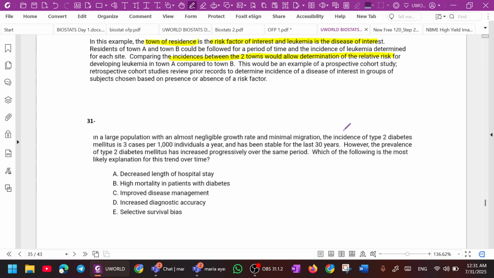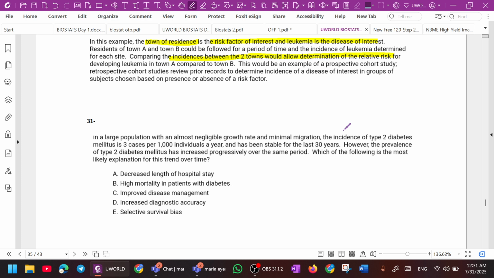Why is it not D? It's C because there is increased prevalence, isn't it? The increased prevalence means lots of people are living longer because of the treatment. That's why improvement of disease management is the answer. Previously, people with diabetes usually died early because there were no new drugs like now, isn't it?